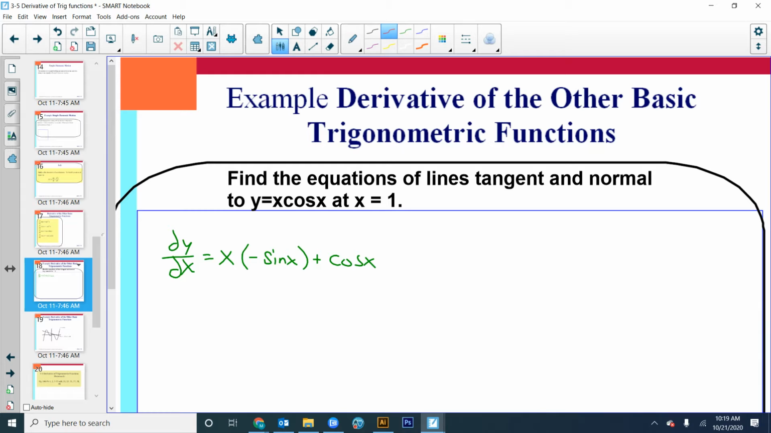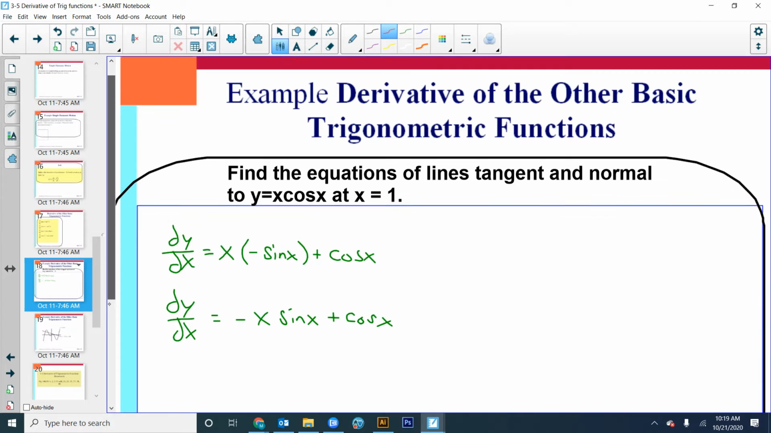Okay. So a couple things we're addressing here. Why is this not the constant multiple rule? X could just go along for the ride. Come on, obvious answer. X is a variable, right? X is not a constant. So we have dy/dx, which is negative x sine of x plus cosine of x. All right, that is our derivative with just the negative multiplied out front.